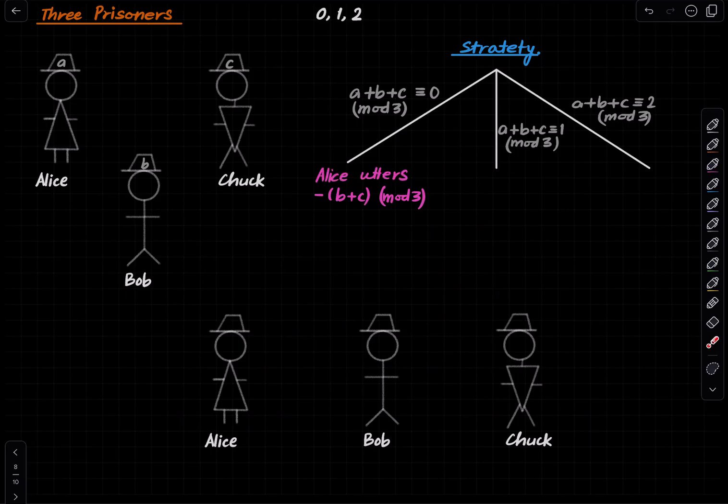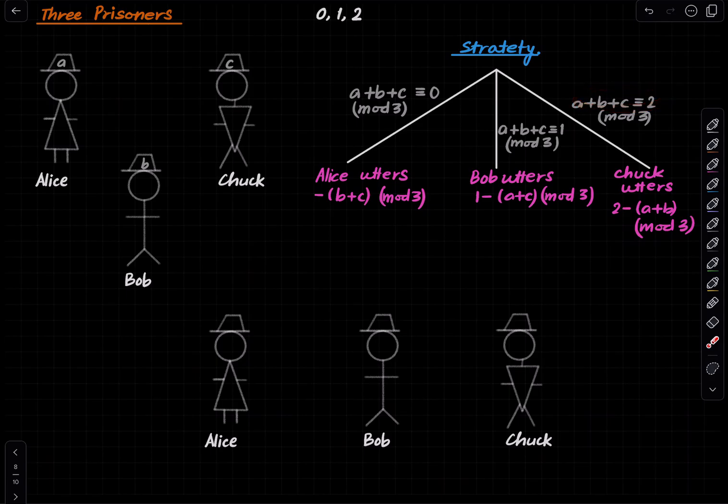Similarly, here we are trying to make Bob guess correctly. Bob should be guessing B, but he has access to A and C. Can we express B in terms of A and C? Yes, we can. B is nothing but that. And here we are trying to make Chuck guess correctly. Chuck should be answering C, but he can only answer in terms of A and B. And long story short, Chuck's answer is, right, Chuck should be answering C, but he can answer in terms of A and B. So that's his answer, and that is correct if this holds.